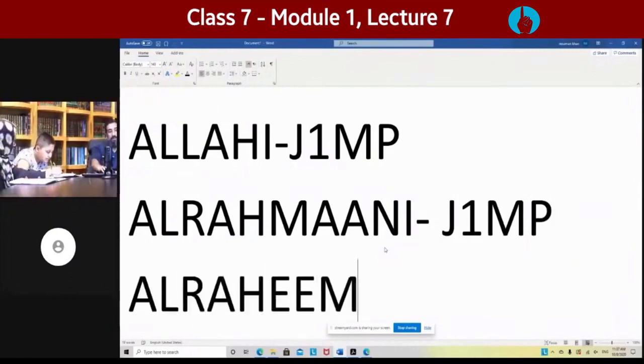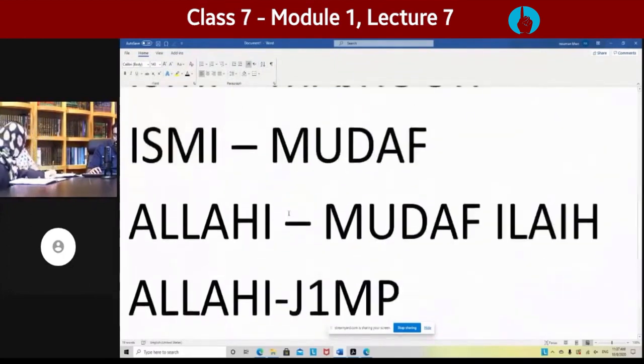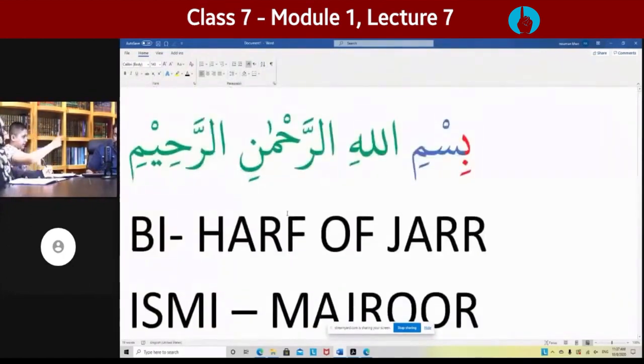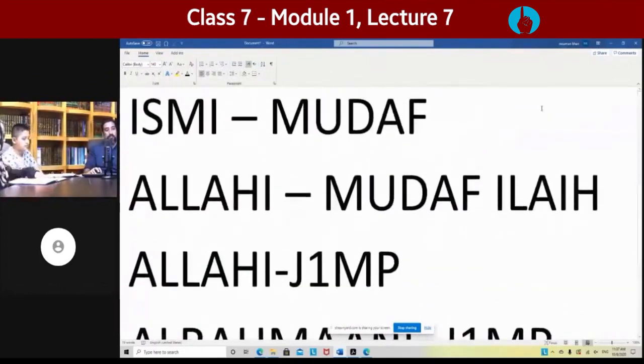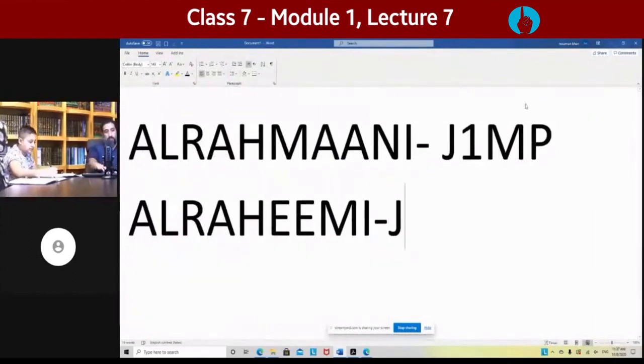Al-Rahimi. So Al-Rahimi, this is jar. We already know this is one, the name of God. Masculine. Proper, because of the Al. Jar, one, masculine, proper. I agree. Jar, one, masculine, proper.